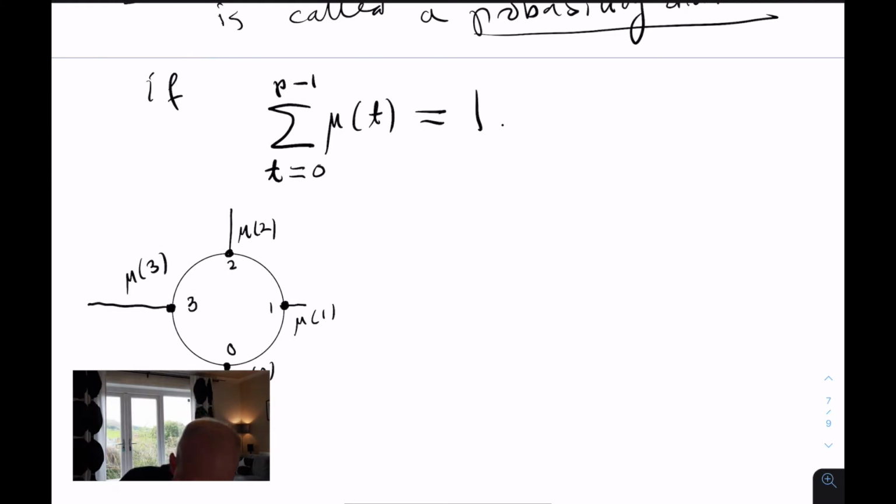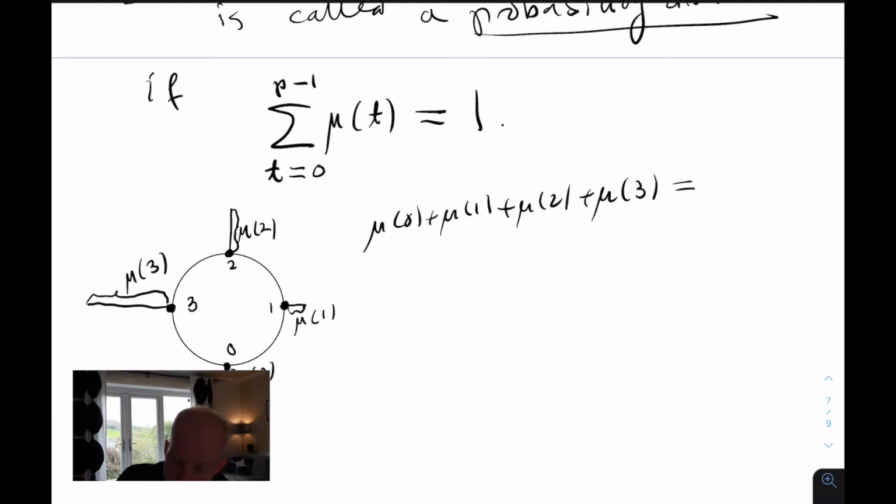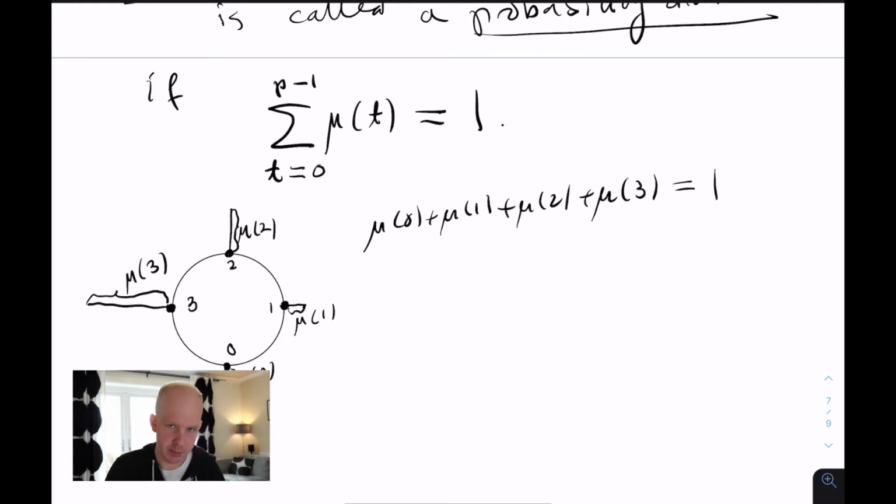And these weights are the heights of this mu, the height of the spike that you have here. They sum up to 1, so mu 0 plus mu 1 plus mu 2 plus mu 3 is 1. But what you could think is that such a function gives rise to a notion of randomness: when you choose a point randomly from this circle, so there are four points here, then the height represents the probability of that point being picked in that choice.